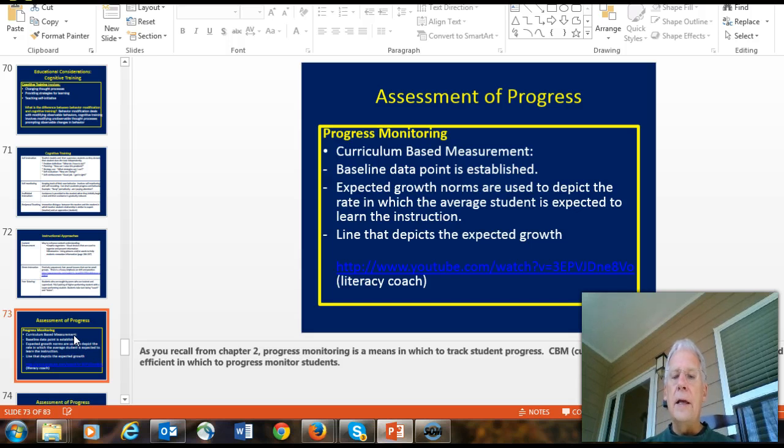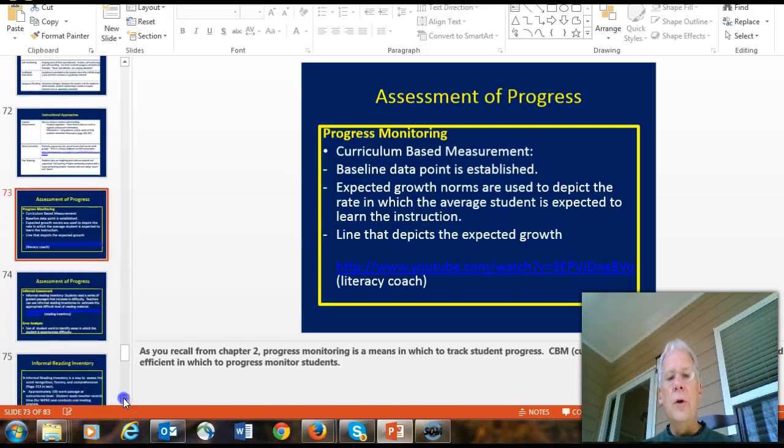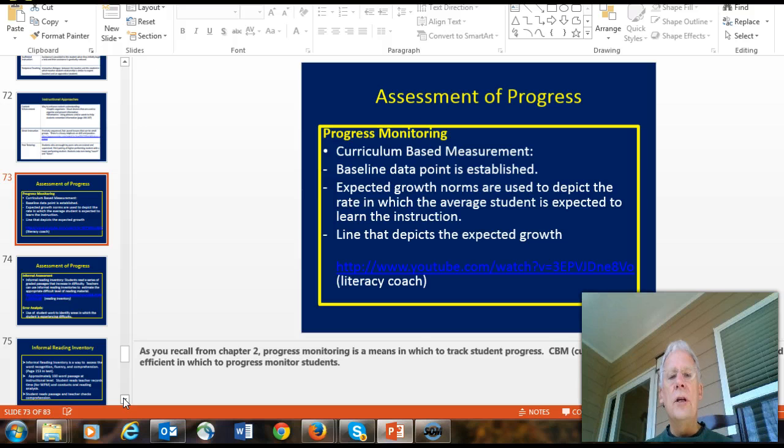And again, these are often done through informal assessments. However, nowadays we also have many assessments that are online that teachers can use. And there is a little link there that has to do with a literacy coach and how that particular person progress monitors. Many school districts have literacy coaches, and they're people that work exclusively with teachers on reading strategies to help all students, especially those with learning disabilities.